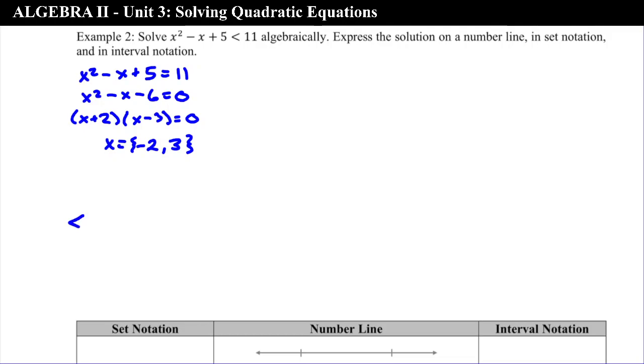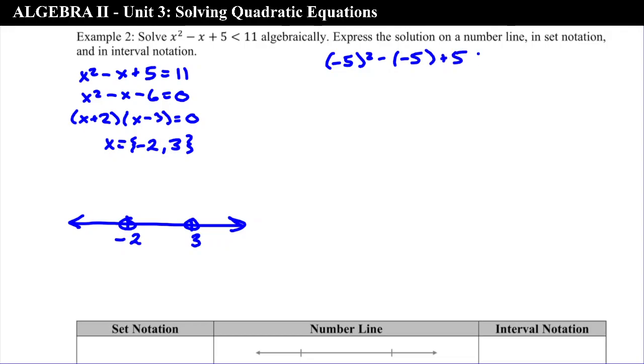So now we come down here and we do our test line. We've got negative 2 here, we've got 3 here, and they both have open dots on them. Now we go to our original inequality and we plug in some test points. The first test value I'm going to use is negative 5. So we'll have negative 5 squared minus negative 5 plus 5 is less than 11.